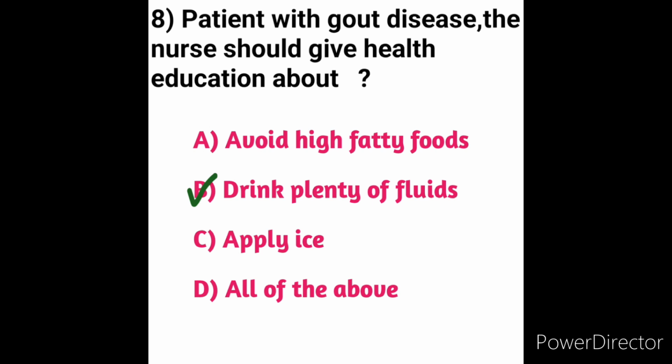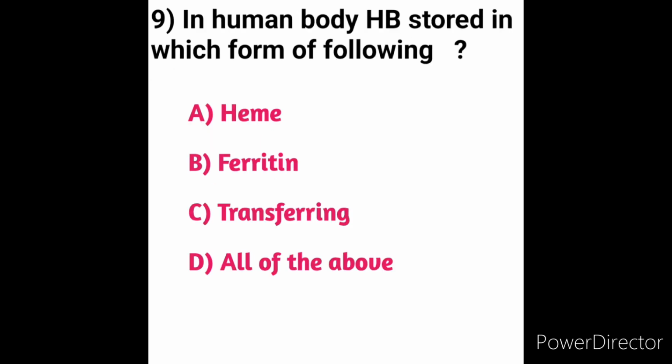Next we will move on to question number 9. In the human body, HB is stored in which form of the following? Here human body, HB means hemoglobin only. In the human body, hemoglobin is stored in which form of the following options? We will see here the options. Option A, heme. Option B, ferritin. Option C, transferrin. Option D, all of the above.